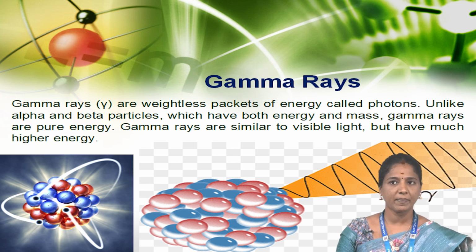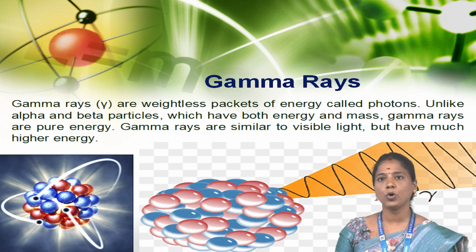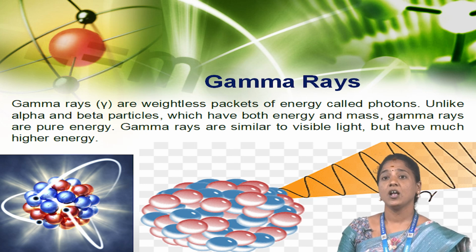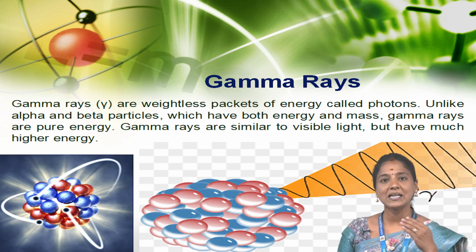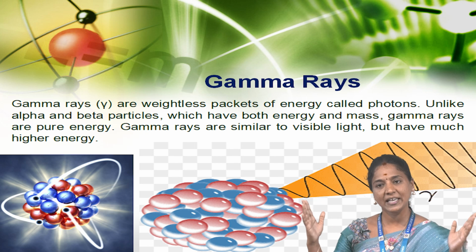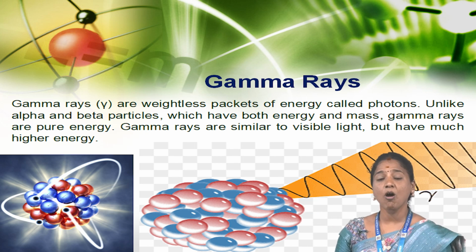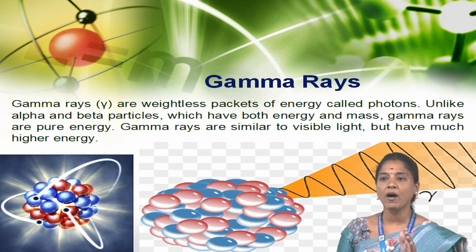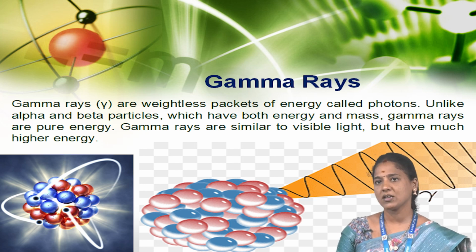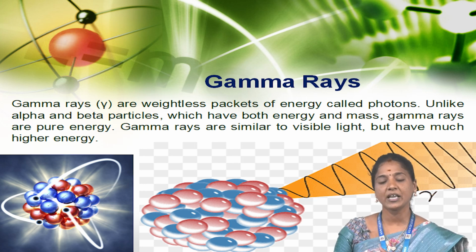Unlike alpha and beta particles, which have both energy and mass, gamma rays are pure energy. Gamma rays are similar to visible light but have much higher energy. They are often emitted along with alpha or beta particles during radioactive decay. Gamma rays are a radiation hazard for the entire body.